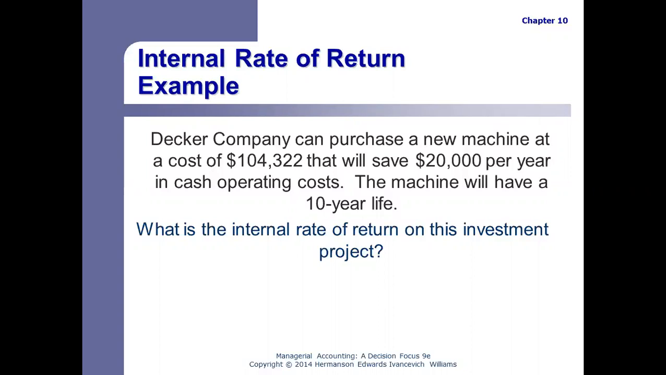The calculator will say running, running, running. And it'll come up with the answer. I see 14%. Okay, so the internal rate of return is 14%. In other words, they will be making 14% per year on this investment. Whether that's good or not depends on what their standard is.